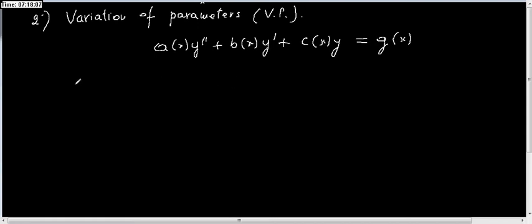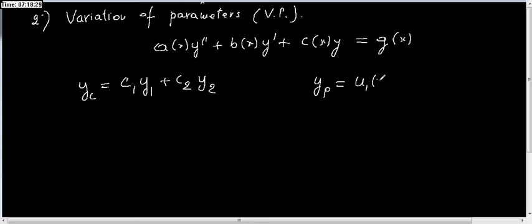We just suppose that we can find y_c, which will be c1 y1 + c2 y2. Now, the idea of this method is to find y_p in this form, where c1 and c2 are replaced with functions. So y_p you have to find as u1(x) y1 + u2(x) y2. Then we differentiate, substitute in the equation, and compare with d(x) to find the functions u1 and u2.